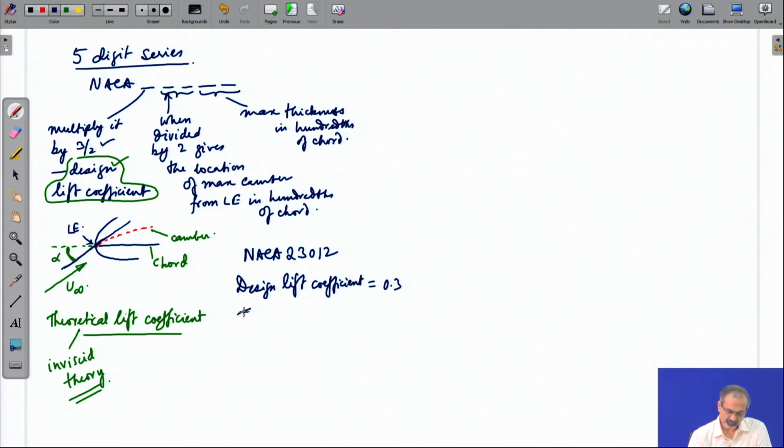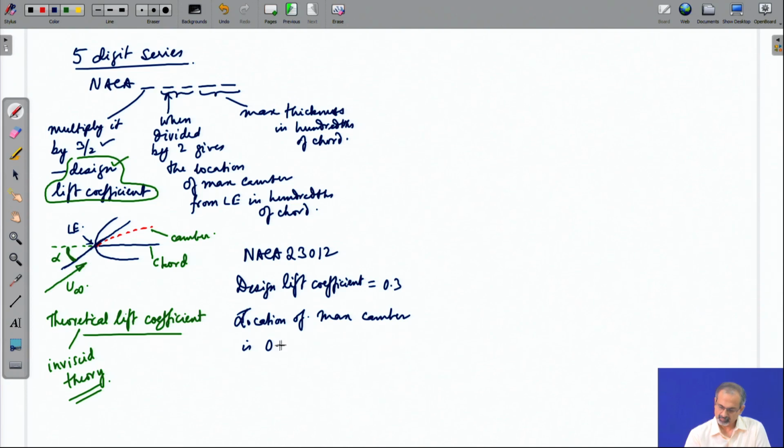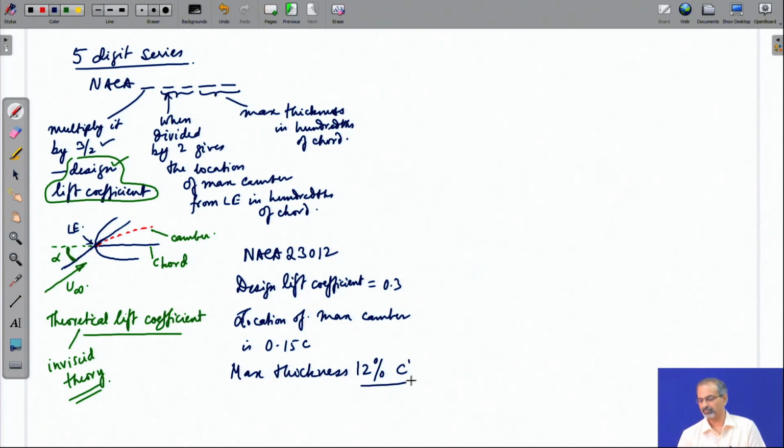Then you get the location of max camber, which is 0.15 C, and max thickness is 12% of chord, often called 12% C.